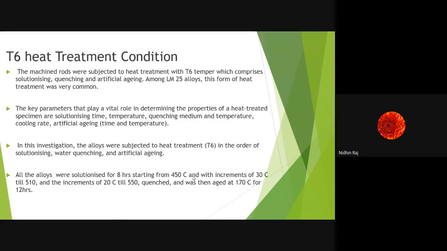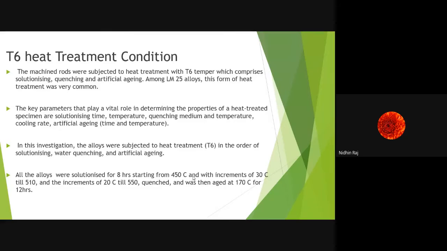All these become important factors in determining the final properties of the alloy. Factors like solutionizing time, solutionizing temperature, quenching medium, cooling rate, and artificial aging time and temperature are all important here. Now, the reason for solutionizing: it was carried out basically to bring the alloying elements for optimum hardening into the aluminum matrix's solid solution.